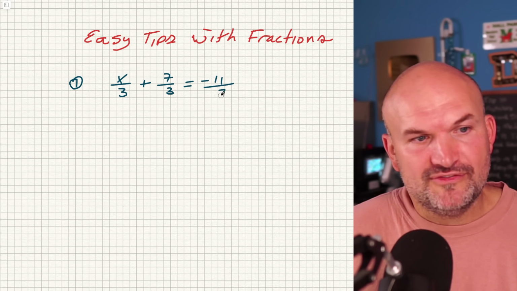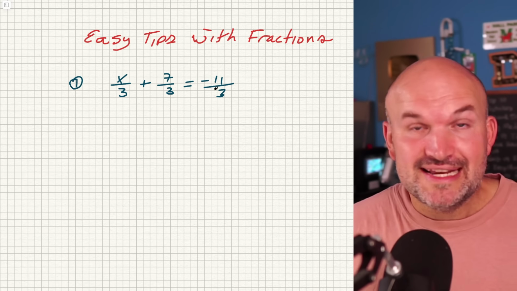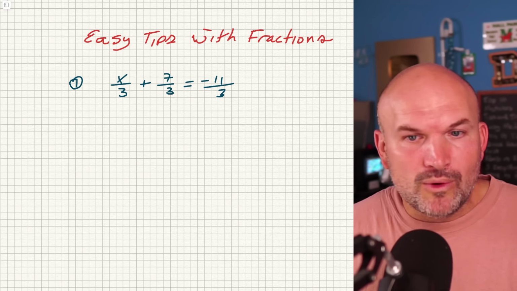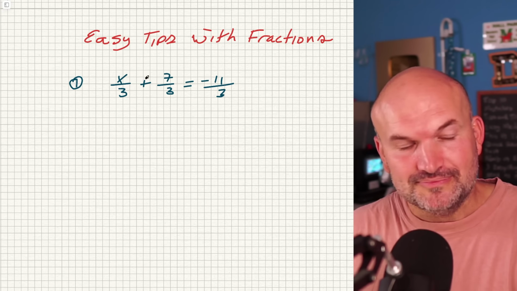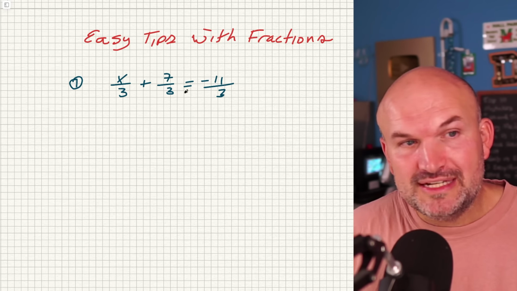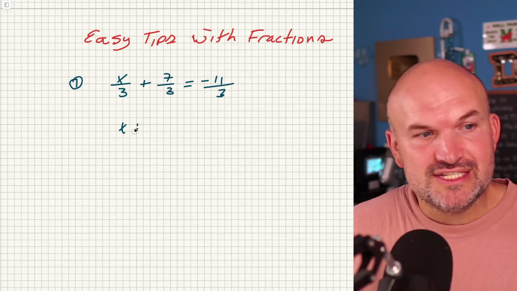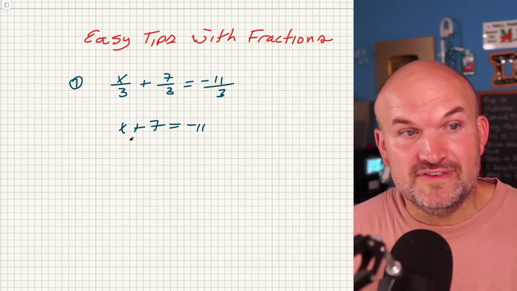So the first one, I have x divided by 3 plus 7 over 3 equals negative 11 over 3. Now, one thing that's really important for you to understand is when you have an equation and all the denominators are exactly the same, ladies and gentlemen, you don't need to worry about those denominators. You can just set your numerators equal and solve via the numerators.